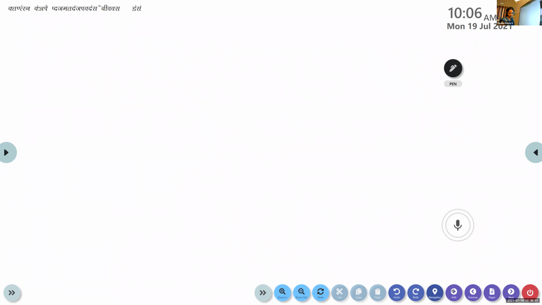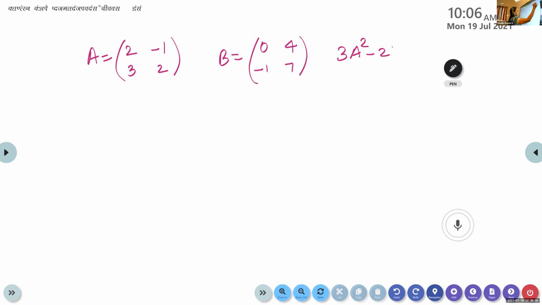Now let's do the next one. A is equal to matrix 2 minus 1, 3, 2. B is equal to matrix 0, 4 minus 1, 7. Find the determinant of the matrix 3A square minus 2B.